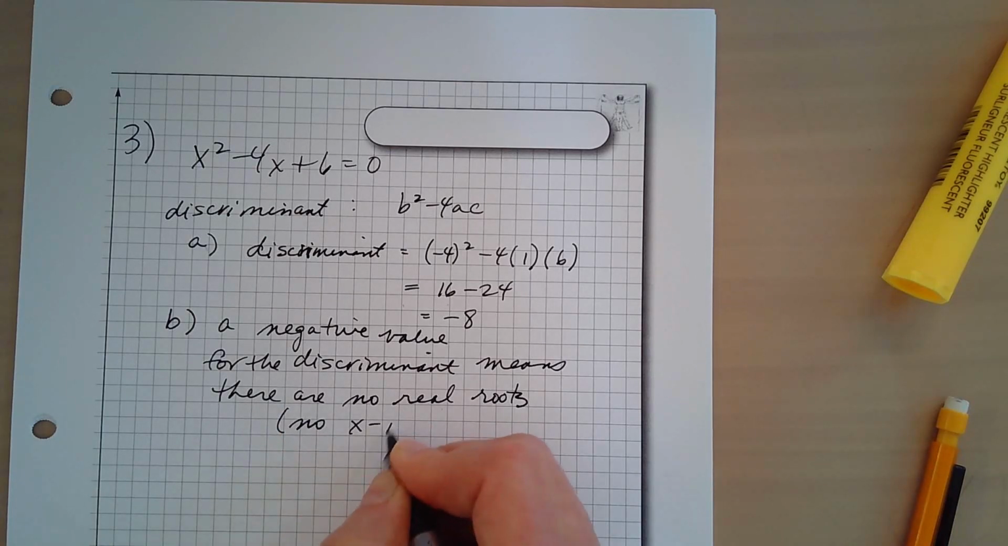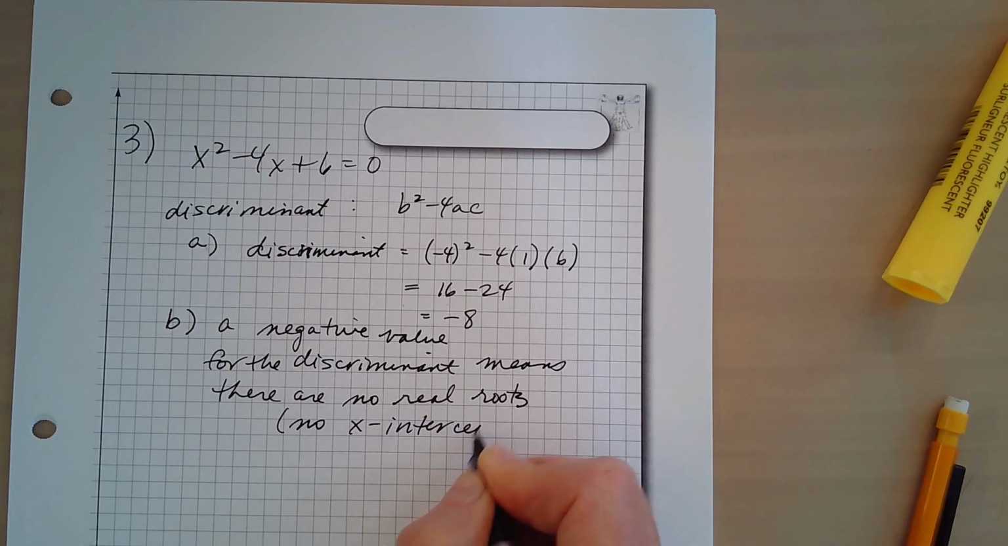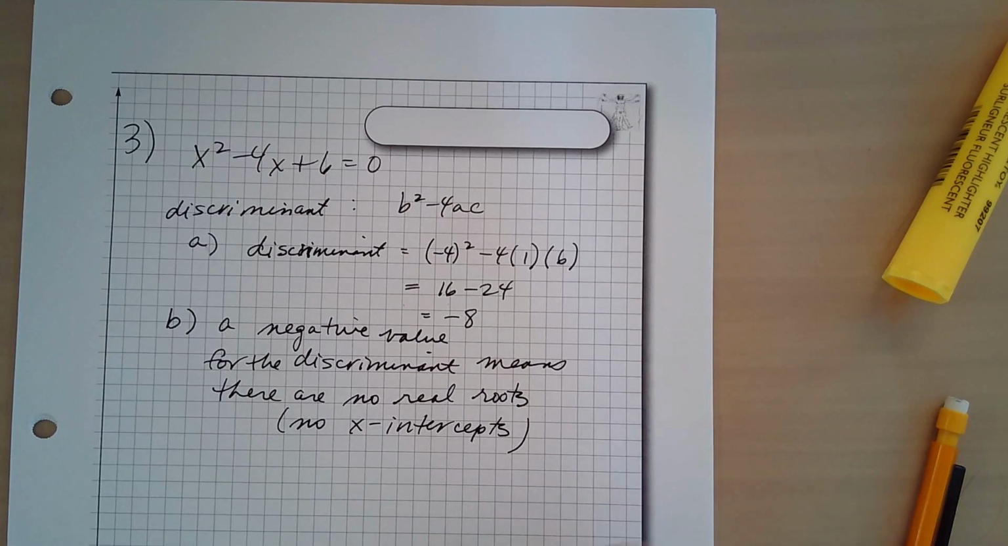No x-intercepts. Intercepts and roots refer to the same thing. Roots are kind of like roots of an equation, so when you're solving something using algebra, and x-intercepts are obviously what we refer to those roots when we're putting them on a graph. Okay?